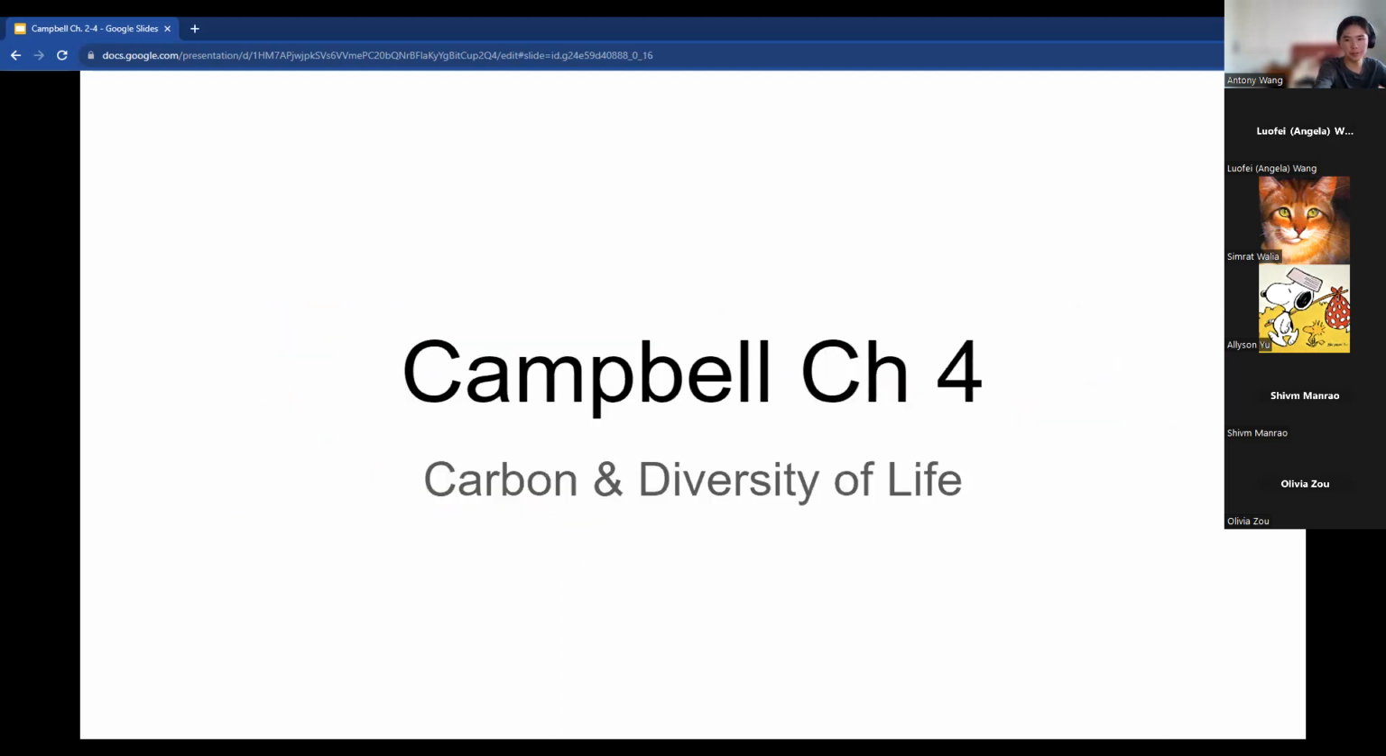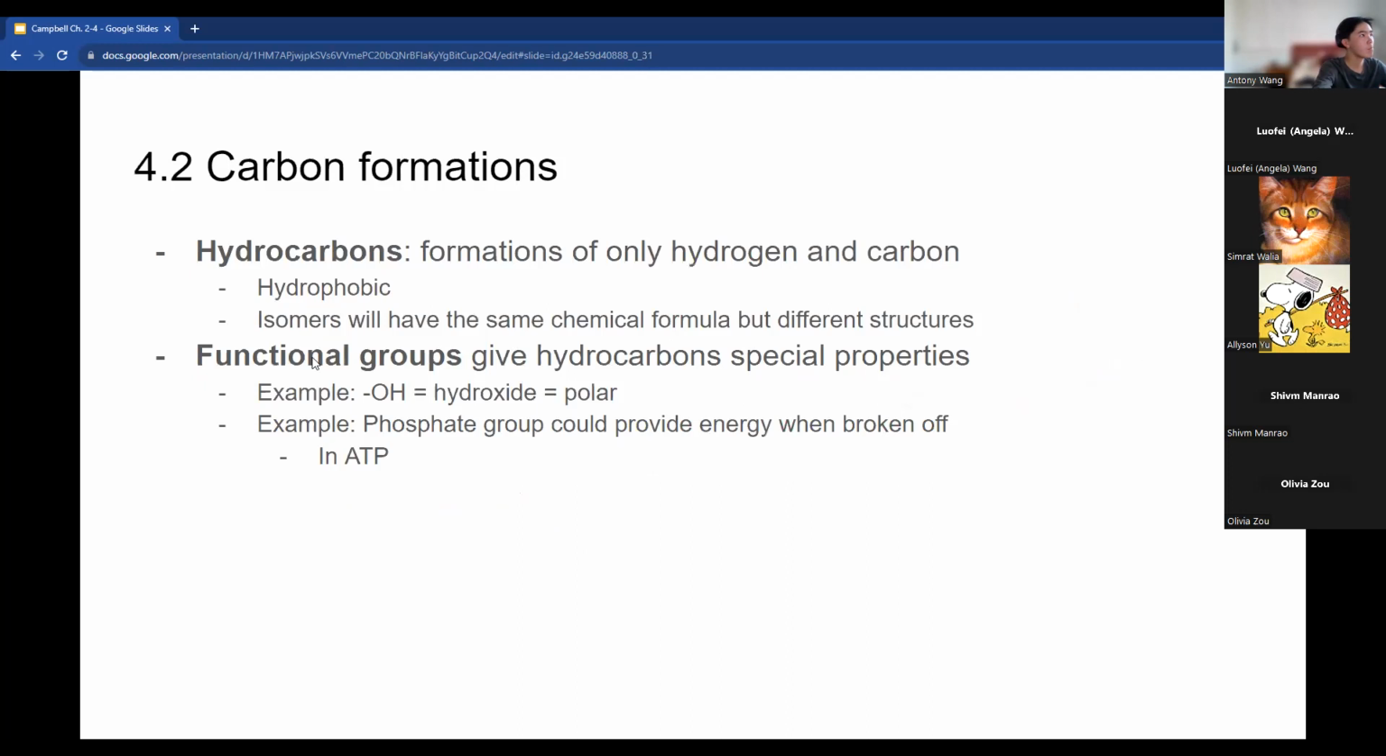And now we're on chapter 4. Carbon formations. Hydrocarbons are very important, but very self-explanatory. They're just formations of only hydrogen and carbon.